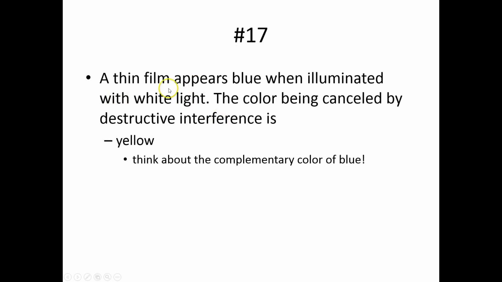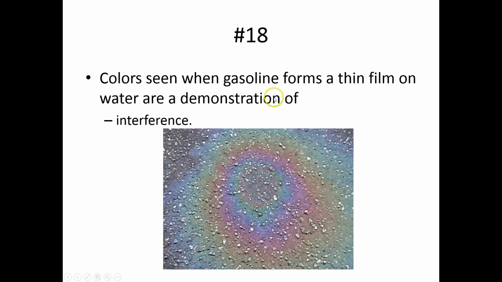For number 17, you have a thin film. It appears blue when illuminated with white light. The color being canceled is yellow. Remember, the opposite of blue, this goes back to color when we did it last chapter, the opposite color is yellow. So that's just a complementary color. Colors seen when gasoline forms a thin film on water is what we call interference.